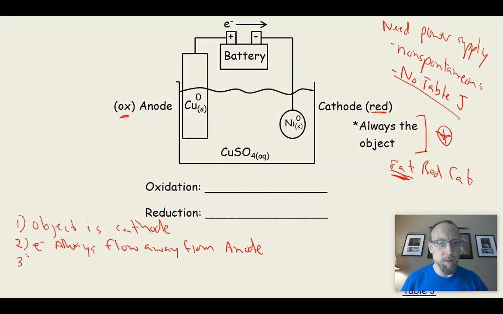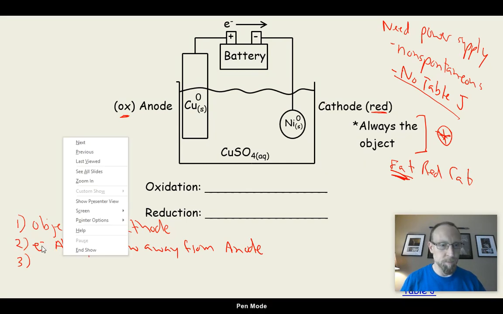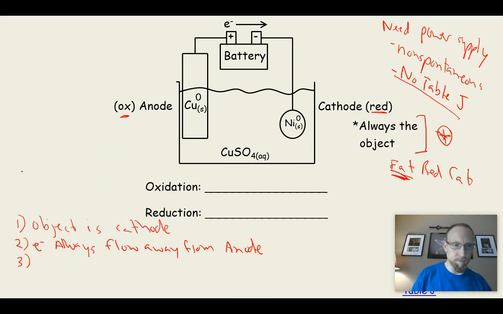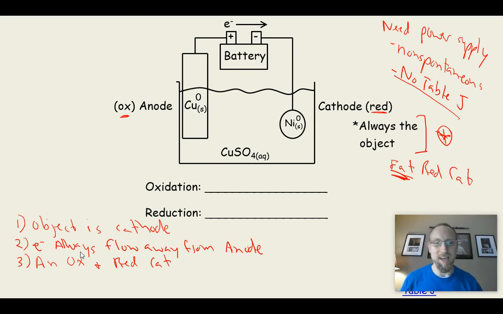Other thing is, same as with our voltaic cells. Remember, we want to remember An Ox and Red Cat. Right, the anode is still always the site of oxidation, and the cathode is still always going to be the site of reduction.